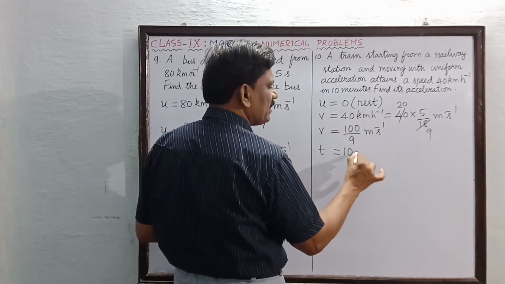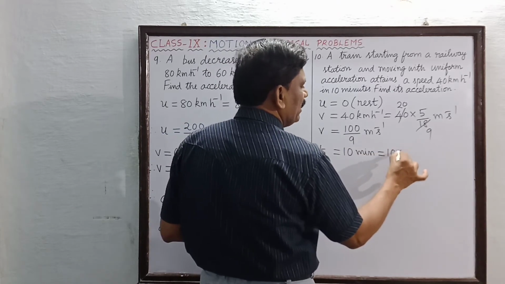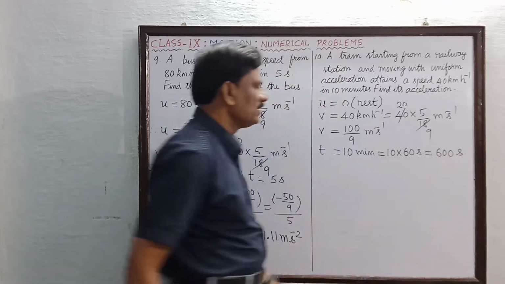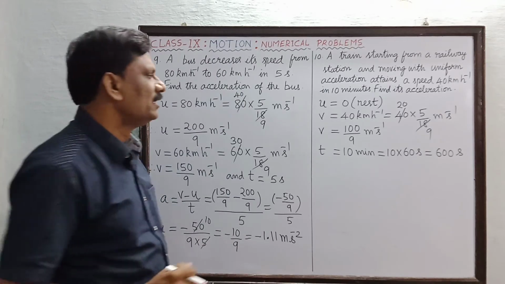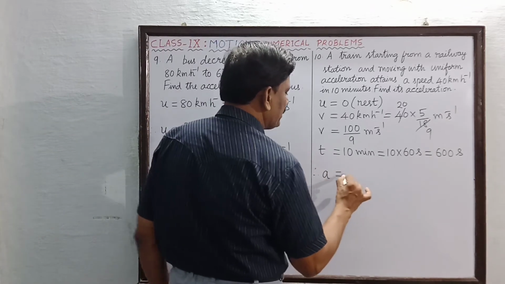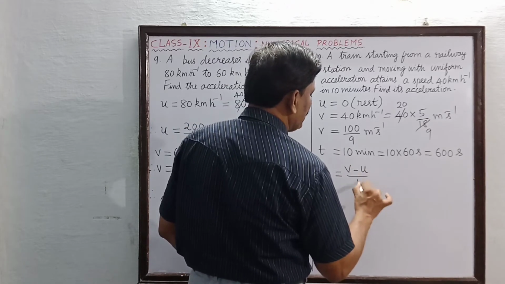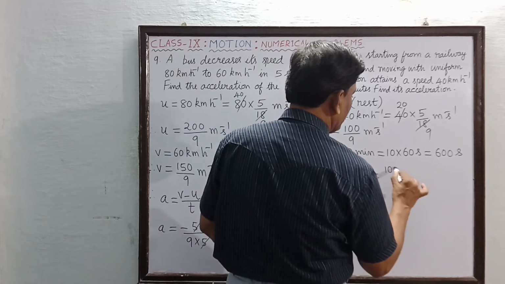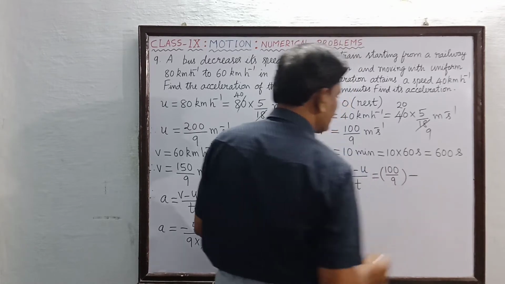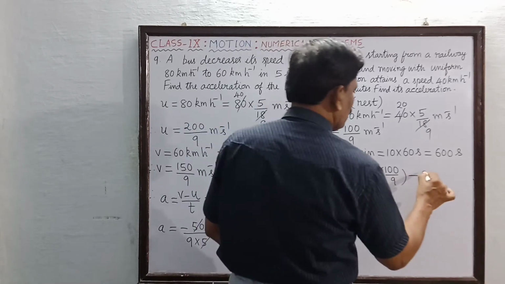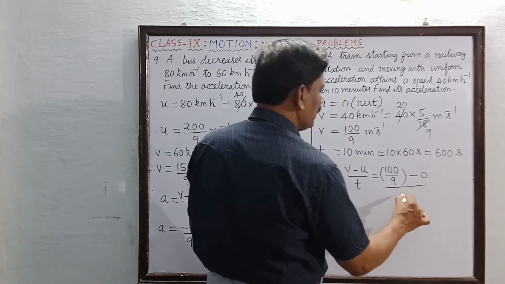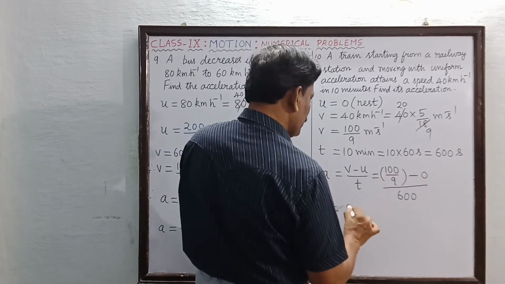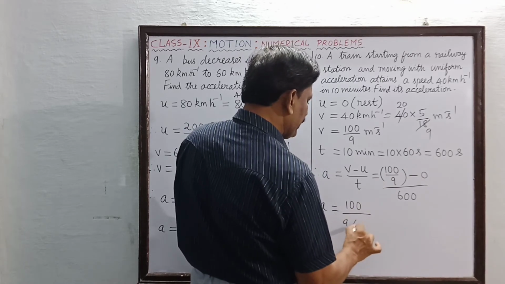t is equal to 10 minutes. So this 10 minutes is written as 10 into 60 seconds. So that is equal to 600 seconds. 10 into 60 is 600 seconds. Understand? Now acceleration. Therefore acceleration is equal to v minus u by t. What is the final velocity? 100 by 9. So this is 100 by 9 minus initial velocity 0. So 100 by 9 minus 0 whole divided by 600 seconds. So acceleration is now equal to 100 by 9 into 600.